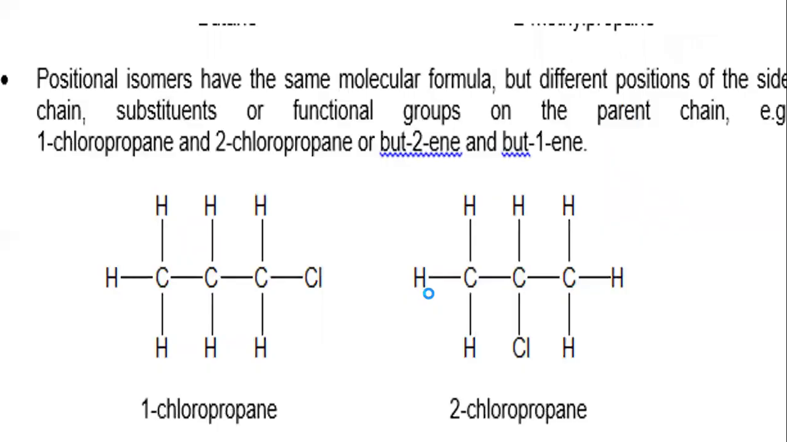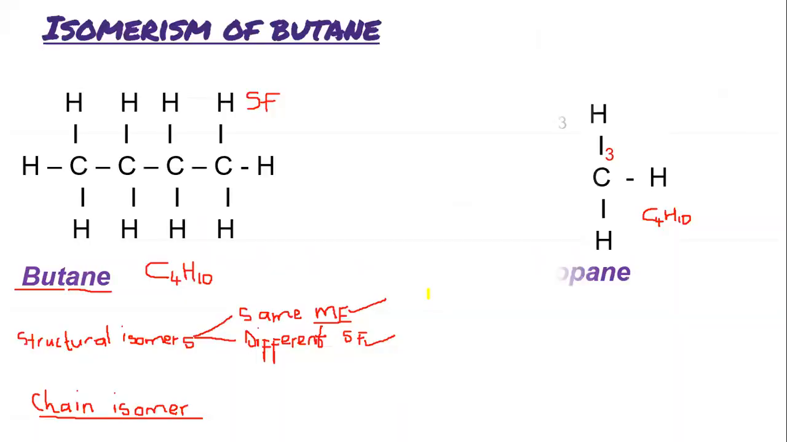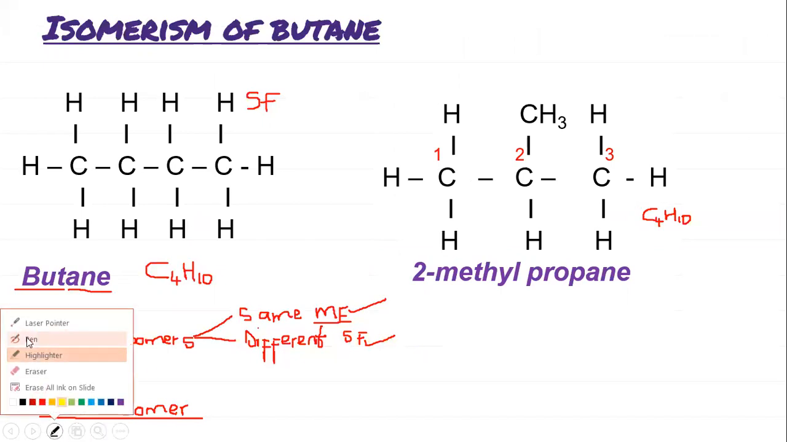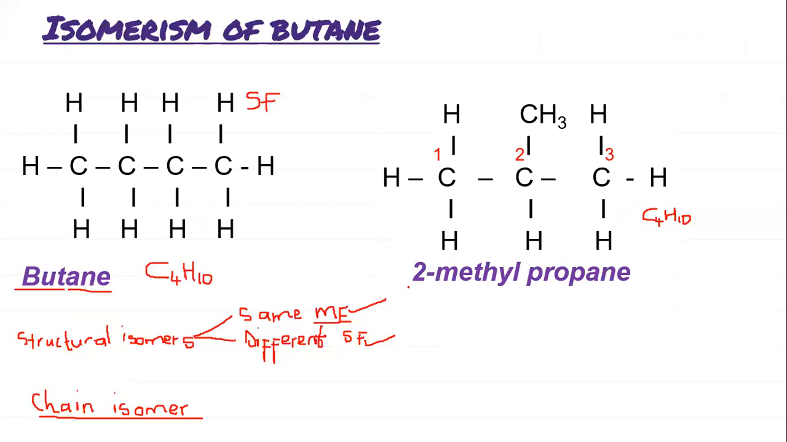Now, in the same breath, my dear learners, I want to teach you how to give a name to this particular molecule, and we call that an IUPAC name. So let us check, how did they get to the name being 2-methylpropane? Remember, according to IUPAC rules, we must first get the parent chain.